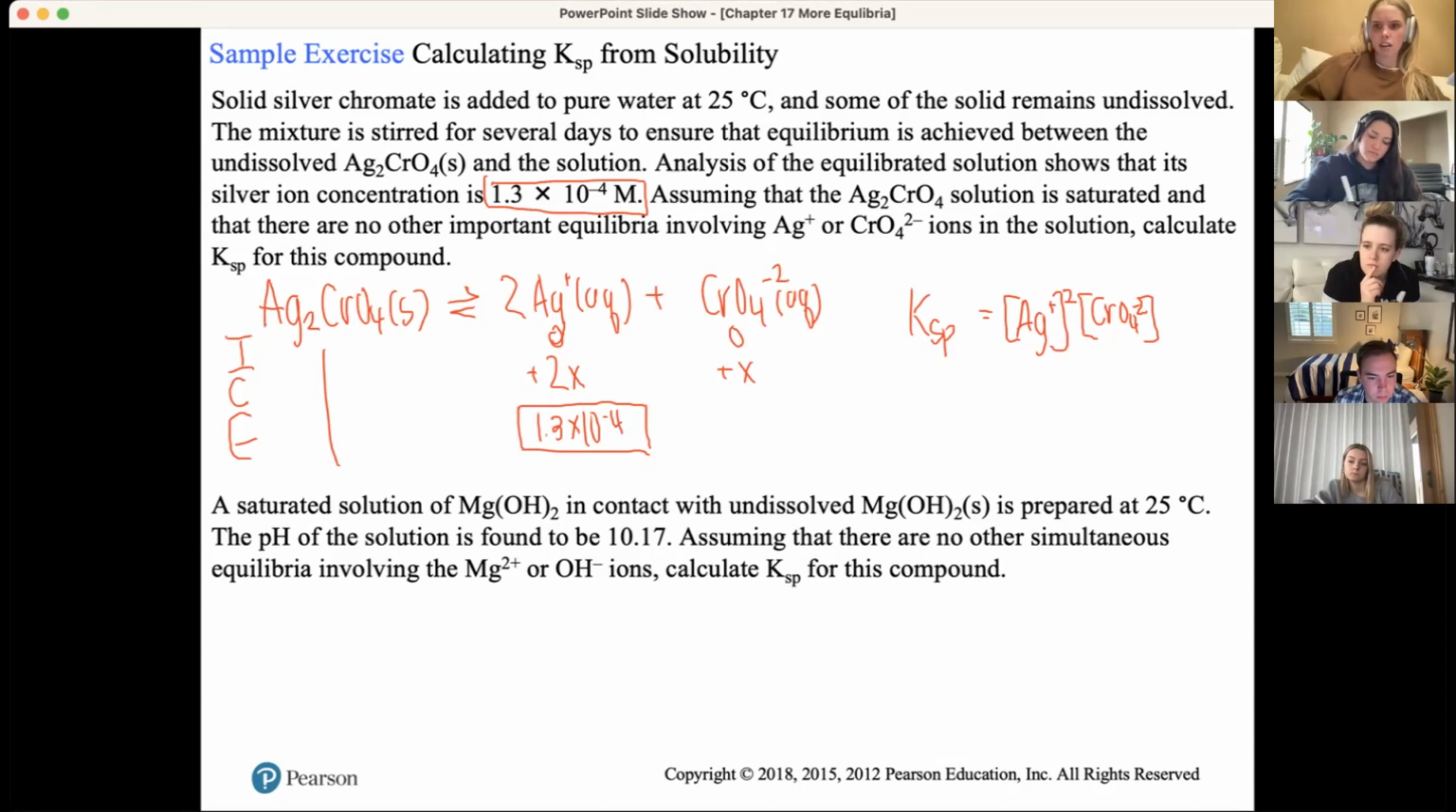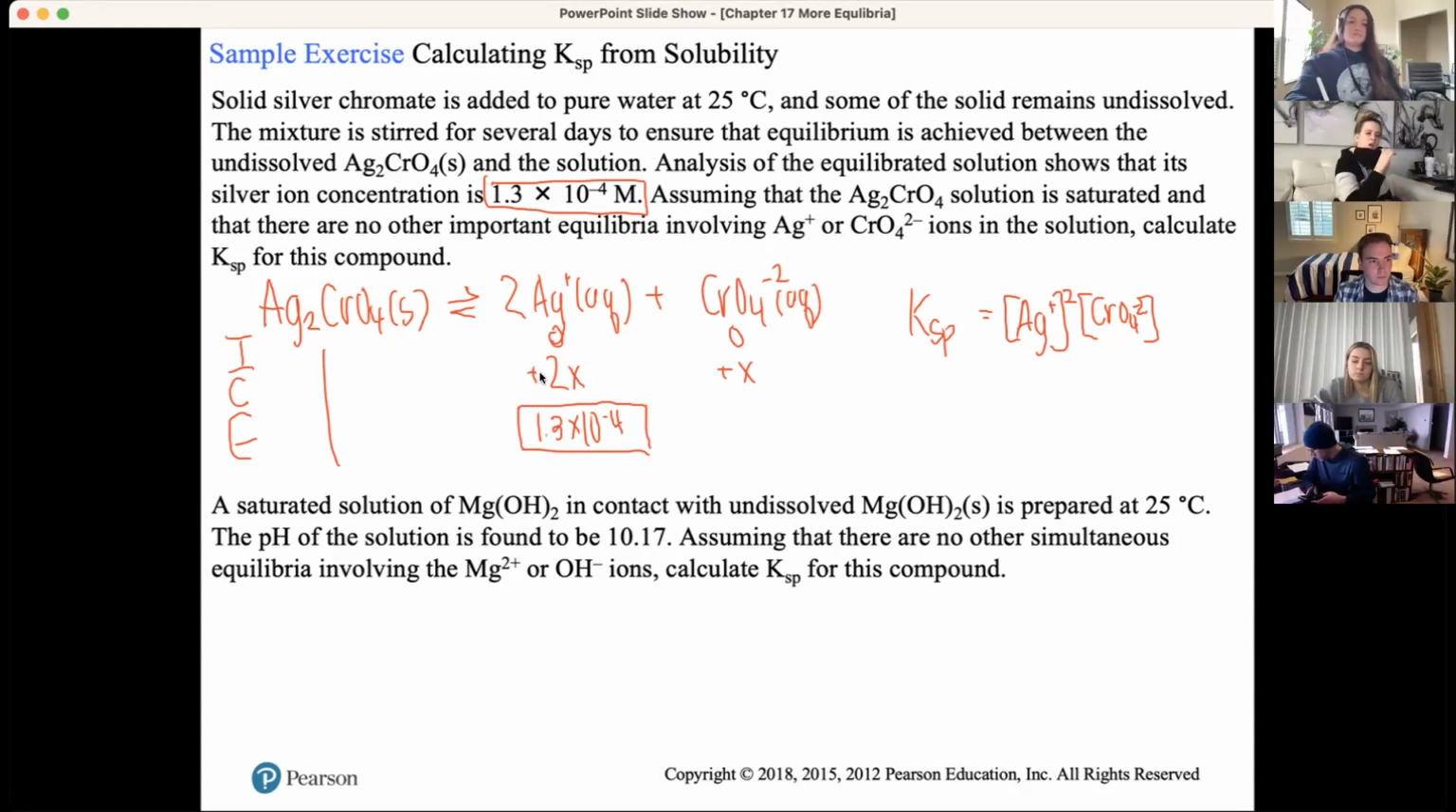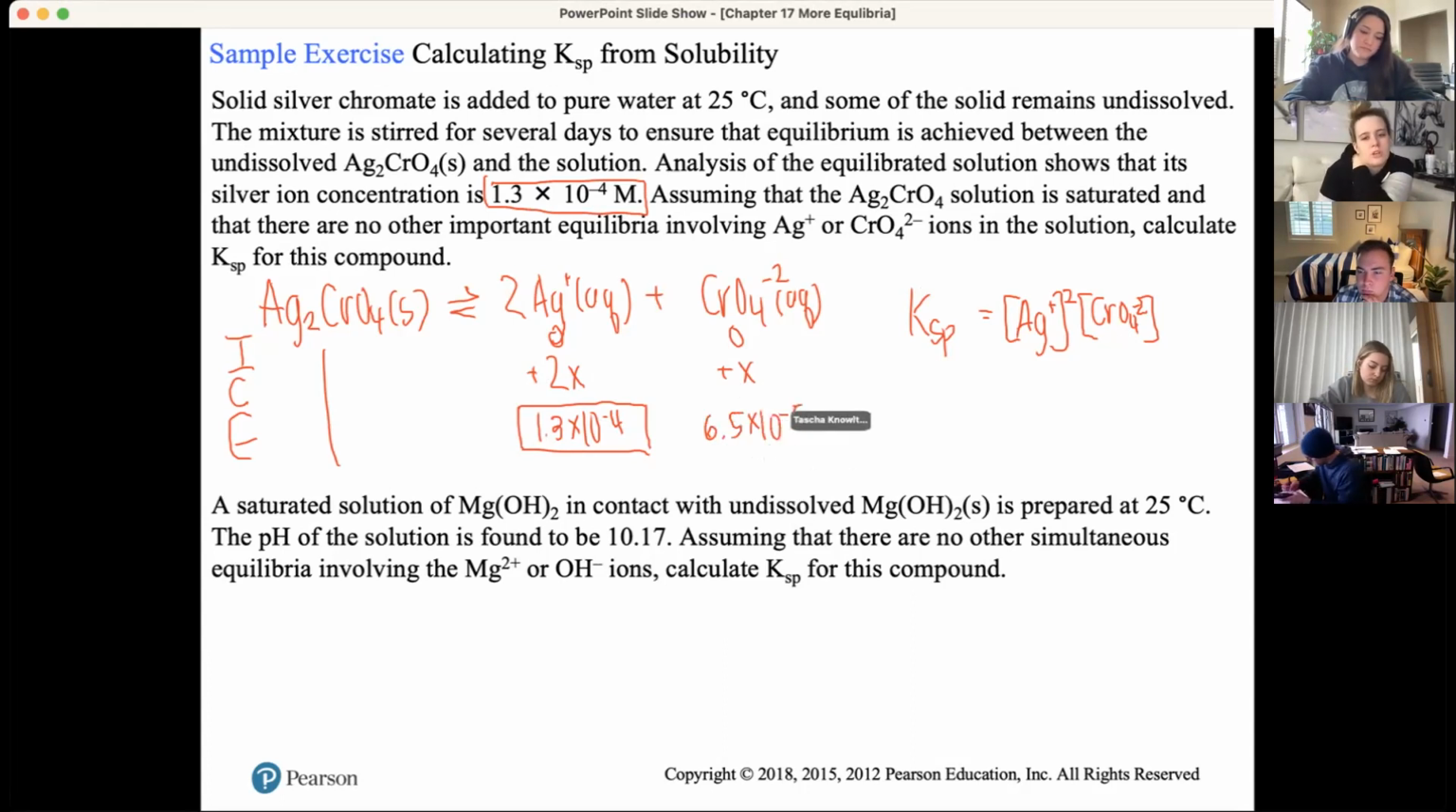Do you take half of it? Yep, it'll be half, because we know that silver goes up by 2. And so if that's how much we have, then we're going to have half of that amount of chromate. So we'll have, what is it, 6.5? I think it's 6.5 times 10 to the negative 5. That's how much chromate it should have.